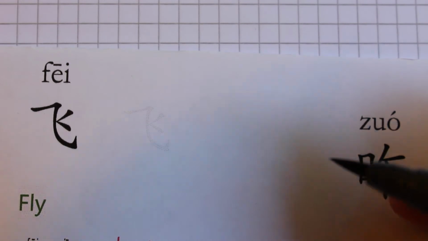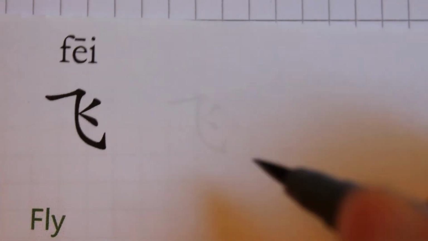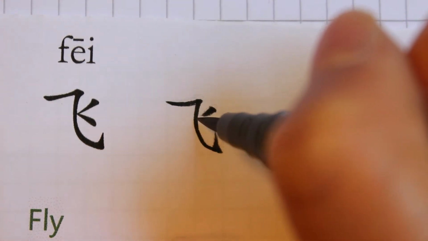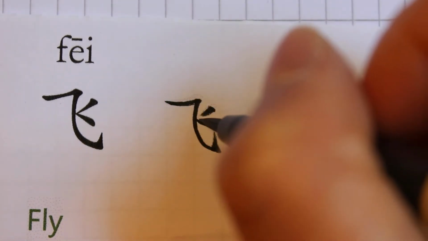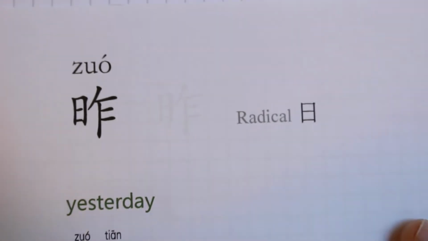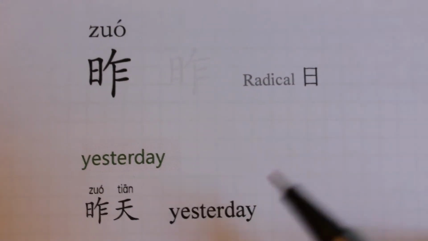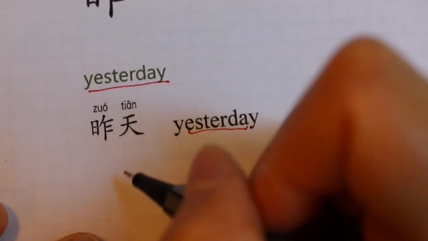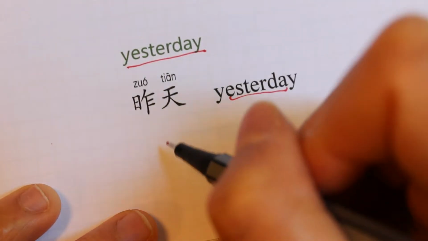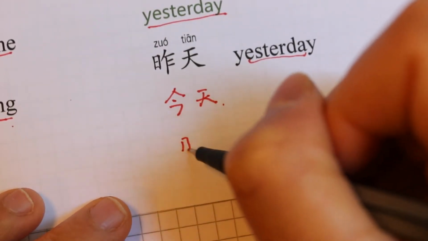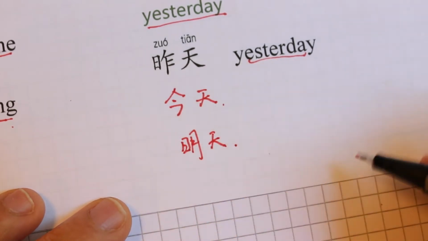Okay, let's try to write 飞。一、二、三。So 飞 only has 3 strokes. 飞。And the next character is 昨。And it just means yesterday. So 昨天 is actually yesterday. And we have learned a lot of the day expressions. So 今天 is today, and 明天 is tomorrow.